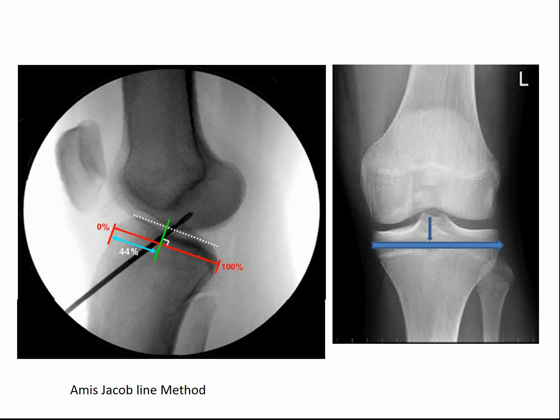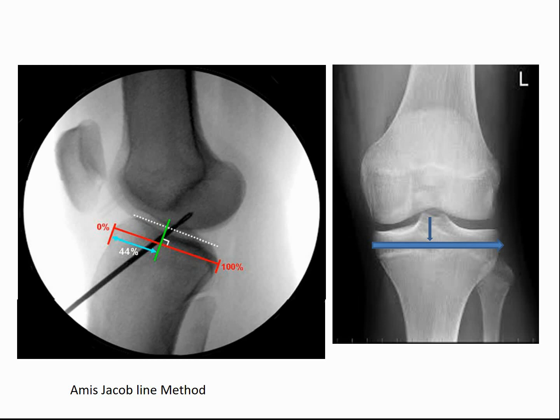The position of the tibial guide pin can be more accurately determined using the method of Amis and Jakob. The medial joint line is marked by the dotted white line. The Amis-Jakob line, which is the red line, passes through the posterior corner of the widest part of the medial tibial plateau, which is the square posterior border, parallel to the medial joint line. The anterior tibial cortex represents 0% and the posterior tibial cortex represents 100% of the sagittal width of the tibia.